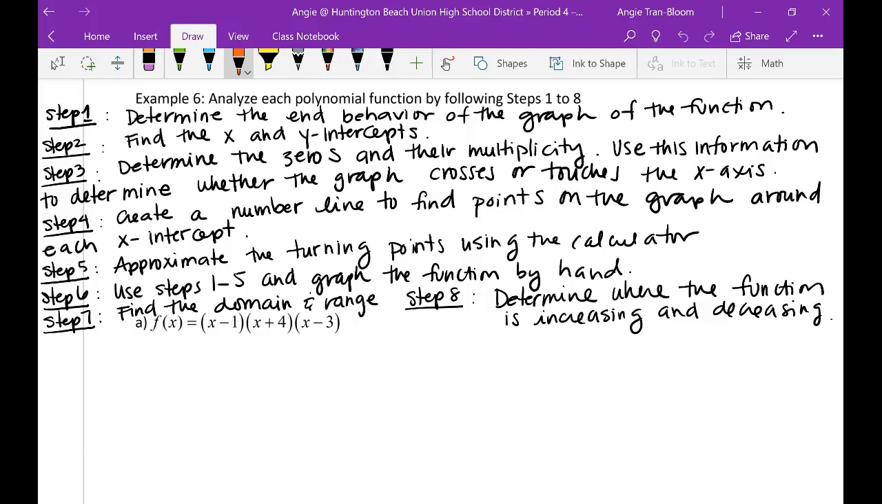Hello class, this is the recording for section 4.1, example 6. In class, we wrote out the 8 steps that we will be using.